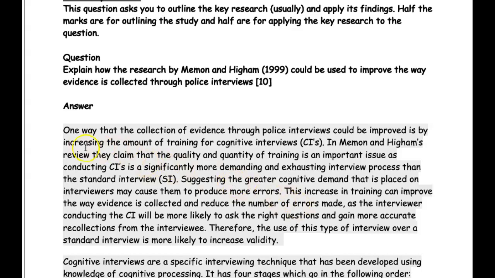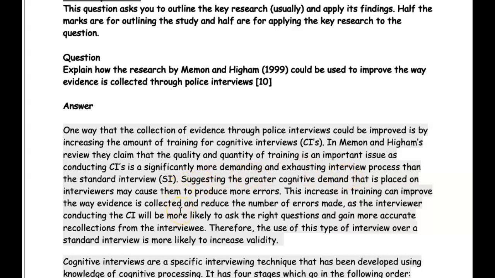So if I just go through a paragraph, I'll show you what I mean here. One way that the collection of evidence through police interviews could be improved is by increasing the amount of training for cognitive interviews. Right, so you'll see there straight away we're coming up with a recommendation that comes from that piece of research rather than saying everything about that piece of research. Then we go into the research itself. In Memon and Hayem's review, they claim that the quality and quantity of training is an important issue, as conducting cognitive interviews is a significantly more demanding and exhausting interview process than a standard interview.